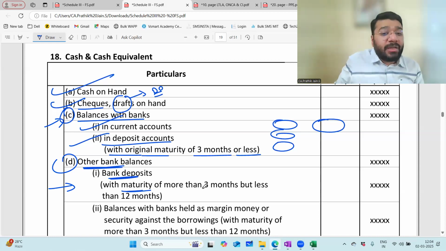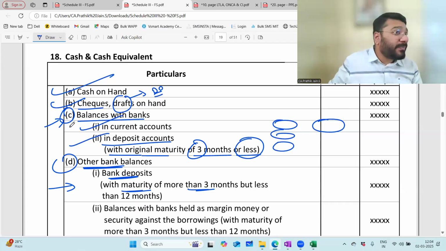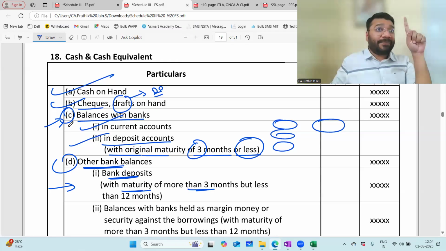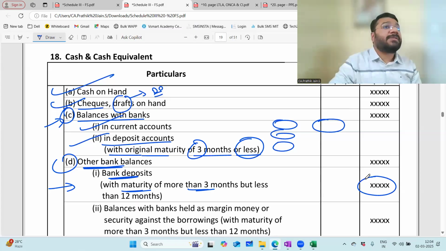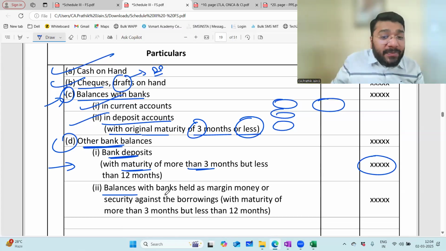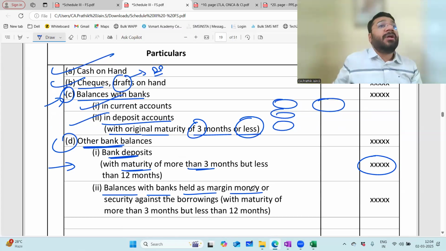So other bank balance means what? Bank deposit with maturity more than 3 months, because 3 months and less than 3 months is coming under your category C. But 3 month 1 day, and up to 12 months end will go where? To your other bank balances. And balances with the bank held as margin money means they have frozen your bank account for some purposes.